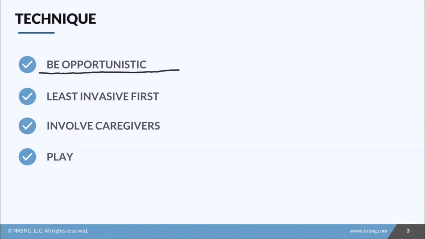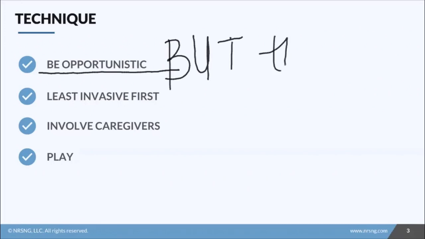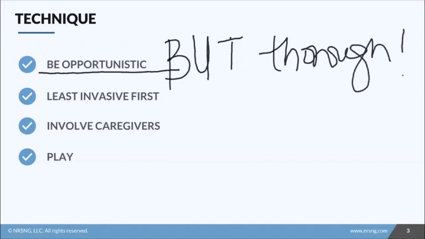Before moving on to the next point, I do want to add a quick thing here. I want you to be opportunistic, but I also want you to be thorough. Yeah, we want kids to be happy. Yeah, we want them to sleep. But it's really important that you don't get in the habit of cutting corners to avoid upsetting them, because if you do this, you will end up missing something really important.